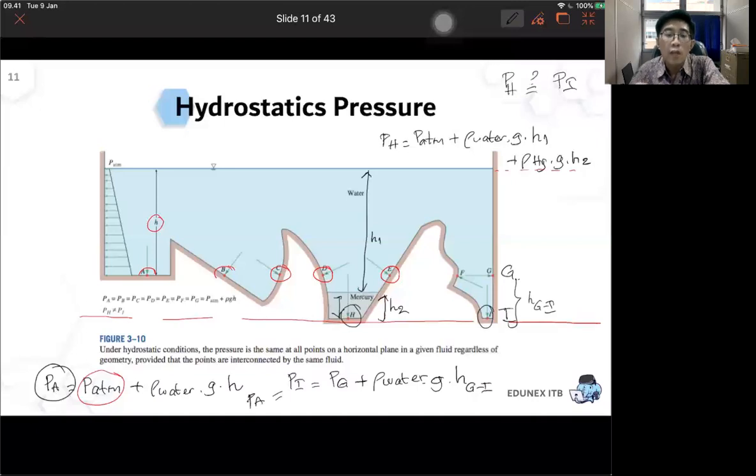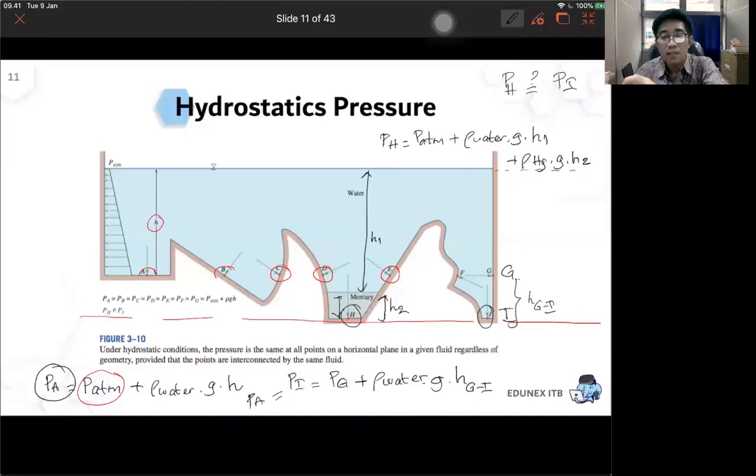Yeah. Jadi kalau Anda punya 2 titik, 2 posisi, ketinggian 2 posisi tadi sama, baik diukur dari atas maupun dari bawah. Kemudian dari 2 posisi tadi fluidanya sama, ini kan dari A ke B sama ya, B ke C sama. Then tekanan di 2 posisi tadi itu sama. Itu prinsip hidrostatikanya.